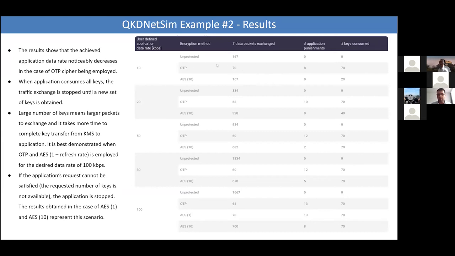If we increase the key rate, you can see, for example, that the performance of AES 10 increases, the number of packets that were exchanged increases, and with one-time pad, it decreases. The reason is that the AES key is very short, only 128 bits, but the one-time pad key is long, and it takes a lot of time to exchange the packet between the KMS and the application. Especially if the key is larger than the MTU value of the IP fragments, then fragmentation can follow.